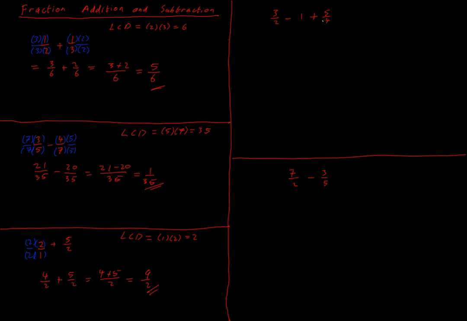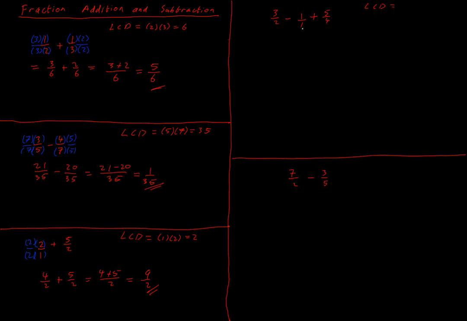Next step, we can have more than 2 things added together. But I'm going to do exactly the same thing. So I have 3 over 2 minus 1 plus 5 over 4. This 1 is secretly over 1, just like all whole numbers are. So what's my lowest common denominator?